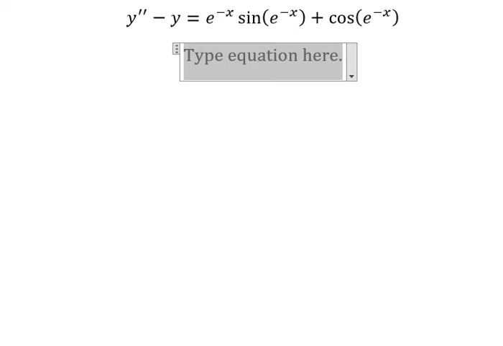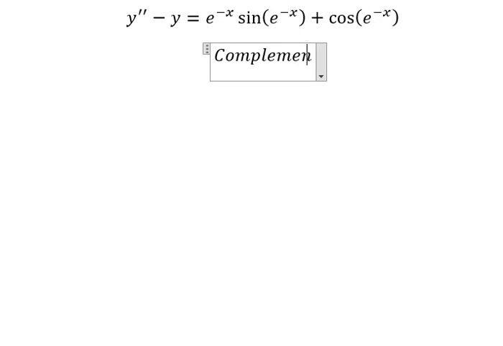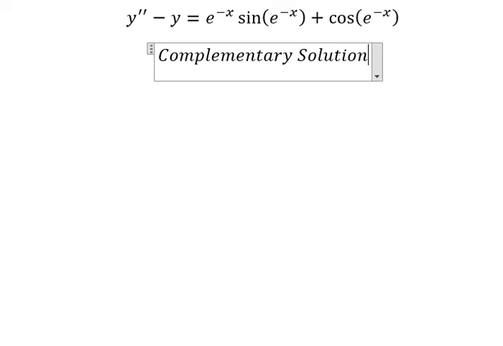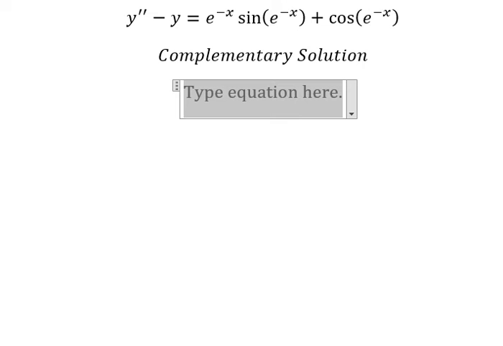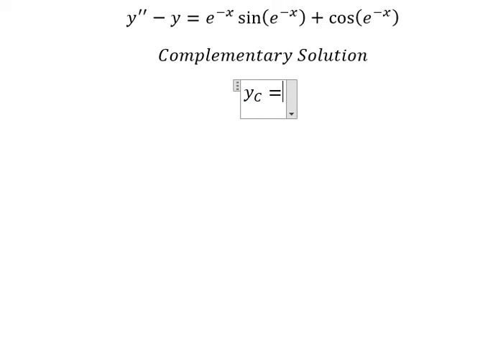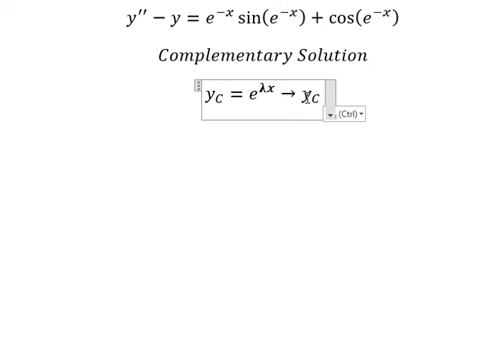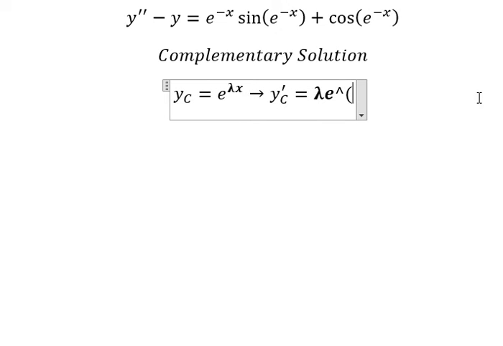For this one, we need to find the complementary solution. So I will put yc equals e to the power of lambda s. If we take the first derivative of this, we have lambda e to the power of lambda s.